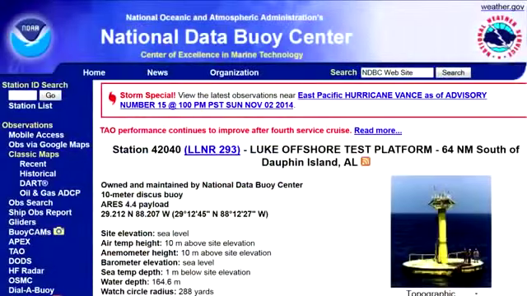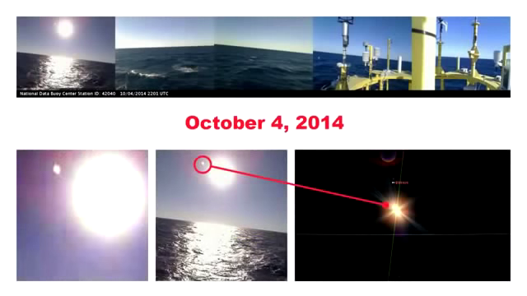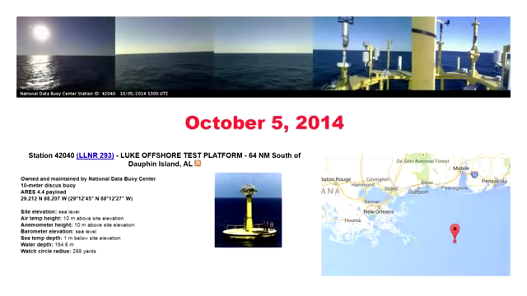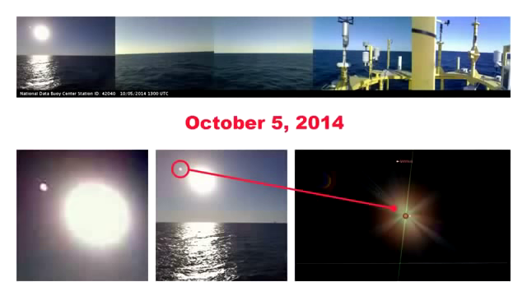Next, we're going to show you a series of 5 images, captured from the National Data Buoy Center Station 42040, located 64 nautical miles south of Dauphin Island, Alabama, in the Gulf of Mexico. Our first image from this buoy is on October 4, 2014, and it is the first image to the left. Here we see Venus is closer to the Sun, yet the object captured in this panel displays a full face. Next is October 5, 2014, the following day. Here we see a well-defined full face on the object.